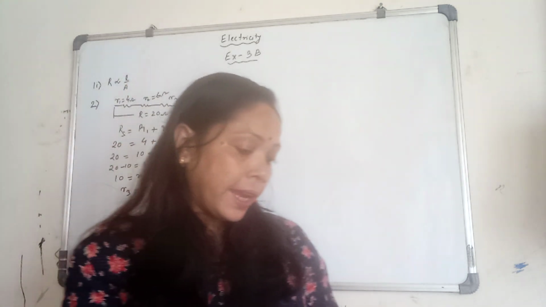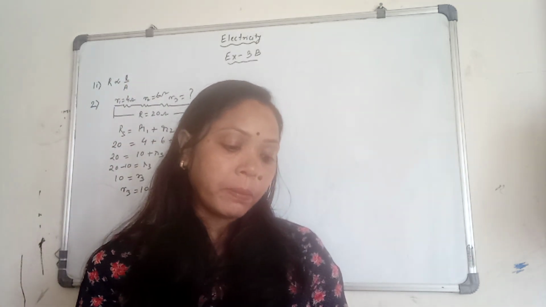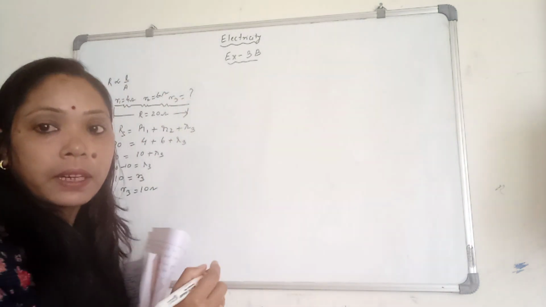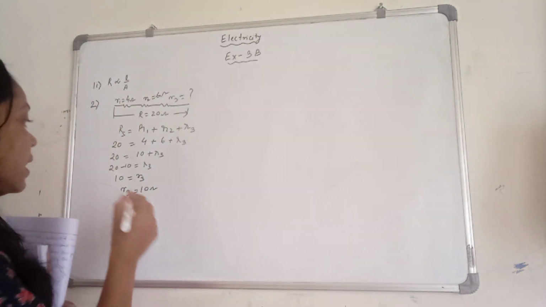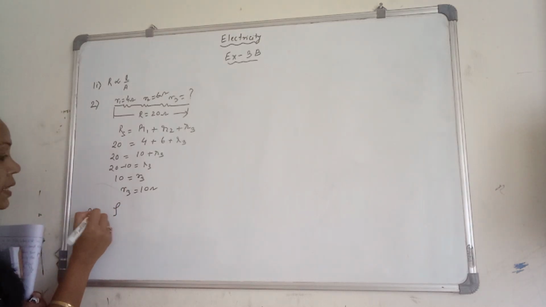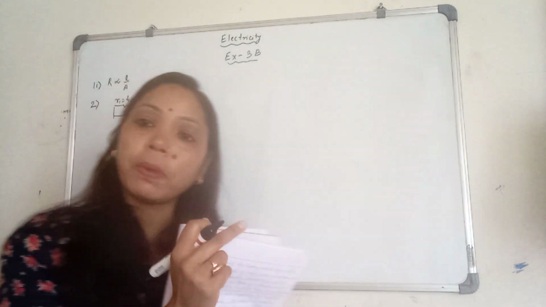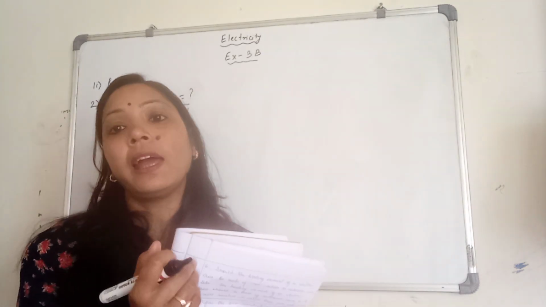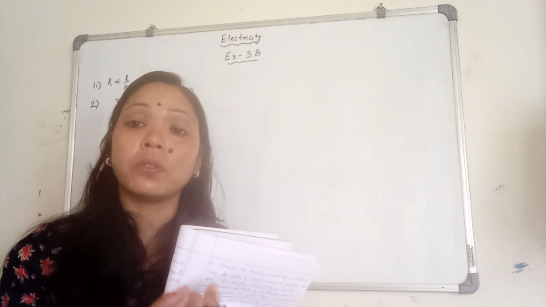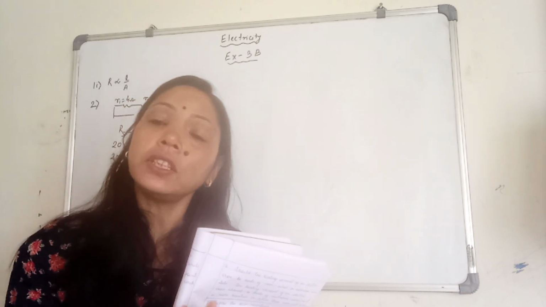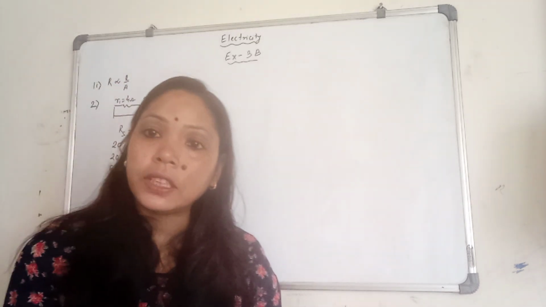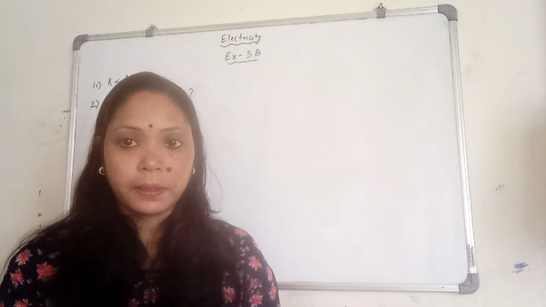Question number 3. Electrical resistivity of a given metallic wire depends upon. Electrical resistivity, that is your specific resistance, and the symbol is rho. So specific resistance always depends upon the nature of material and the temperature. It does not depend upon the length, cross section area and the shape of the conductor. So here the answer will be nature of the material.